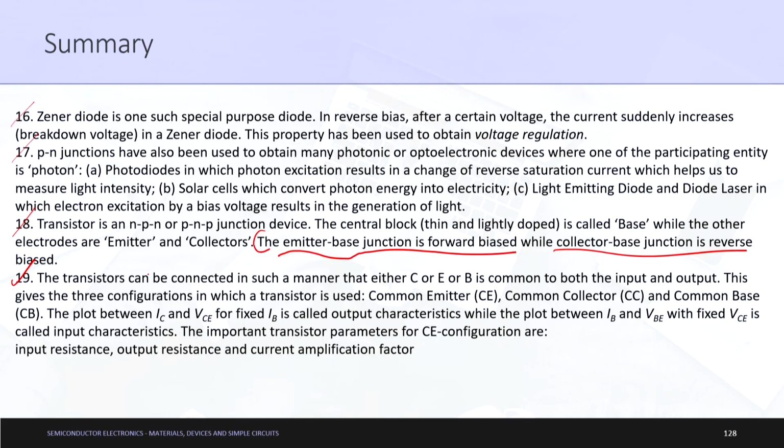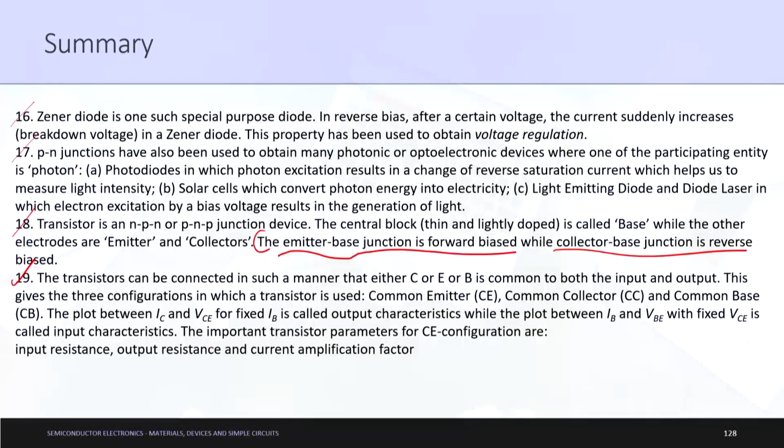These all things are being understood. We understood different graphs also for input characteristics, for output characteristics, etc., when we were understanding transistors. The important transistor parameters for CE configuration are input resistance, output resistance and current amplification factor. We understood basically what is the meaning of input resistance, what is basically beta AC, what is basically beta DC, etc.